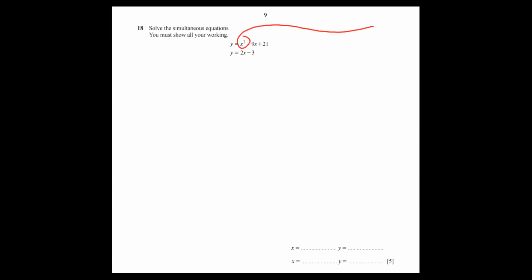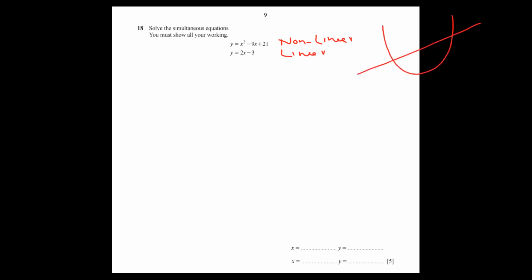When the power is 2, it is called non-linear. The highest power in this equation is 1, and the highest power in this equation is 2. So this is called non-linear, and this is called linear. So what is the technique? We have to solve them, and non-linear will give you a curve, and linear will give you this kind of line. So they are intersecting at 2 coordinates. So he is asking to work out and get those answers.